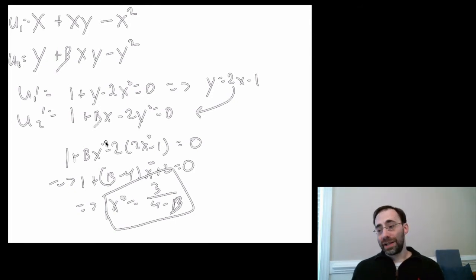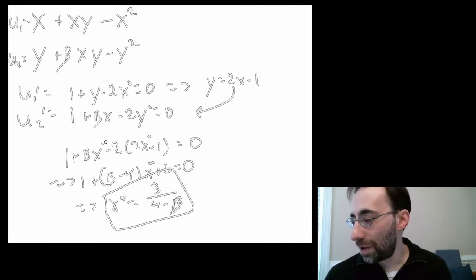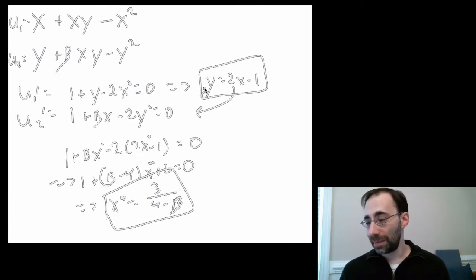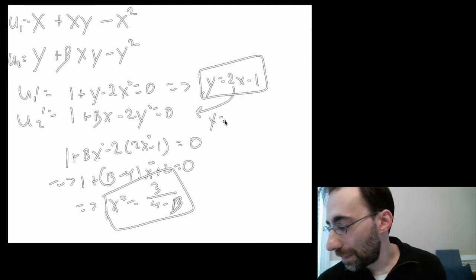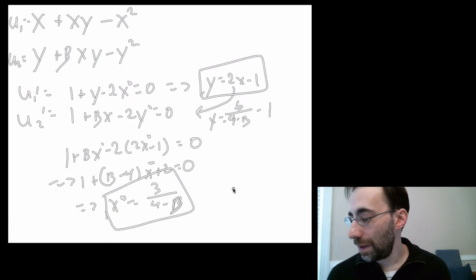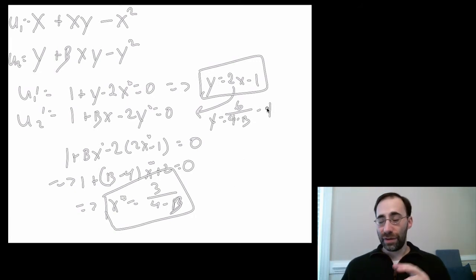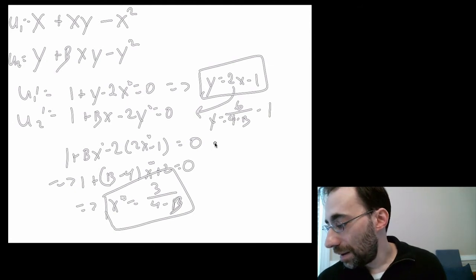So the equilibrium value of x, player 1 should contribute exactly that amount. Before I interpret that, let's do y first. To get y, we can plug back into here, back substitution, and we find that y equals 6 over 4 minus beta minus 1. You can make minus 1 into 4 minus beta over 4 minus beta. And that implies y star is going to equal 2 plus beta over 4 minus beta.